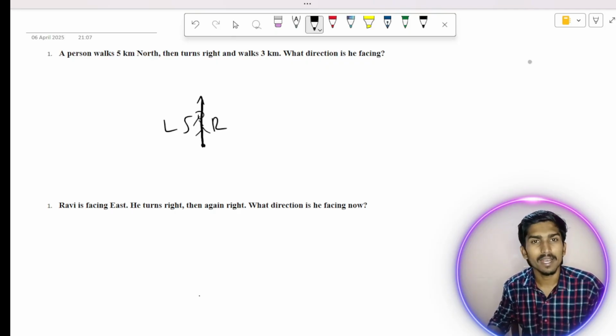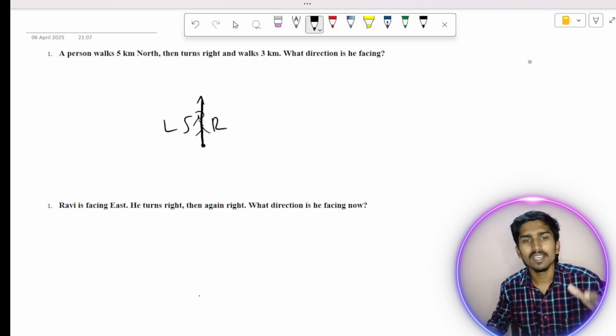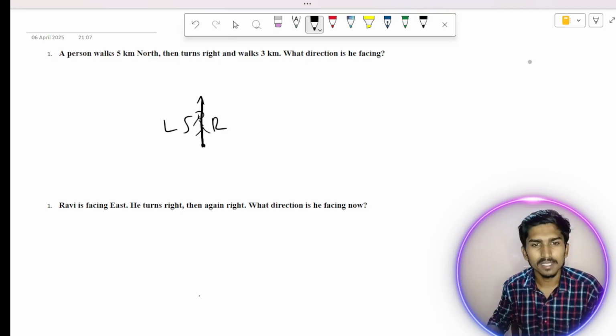I already explained 5, 6 concepts of basic concept. You master that, this will become very easy. Then turn the right side means you should directly say that turning right side means exactly 90 degree, that is right towards him, and walks 3 kilometers. Okay, and what direction is he facing?